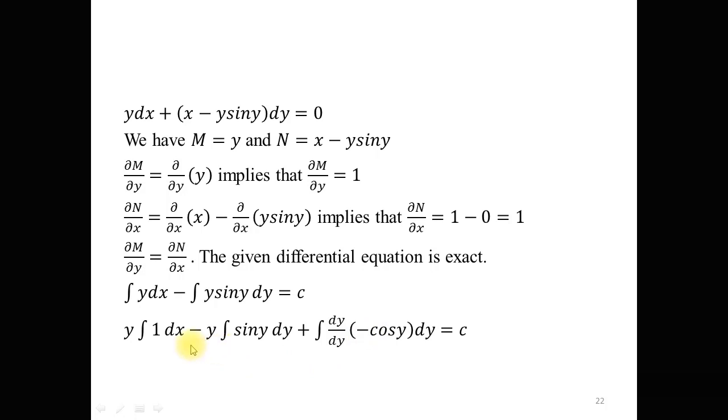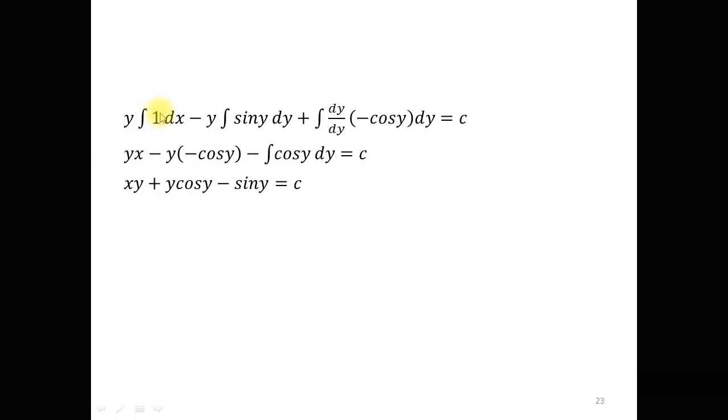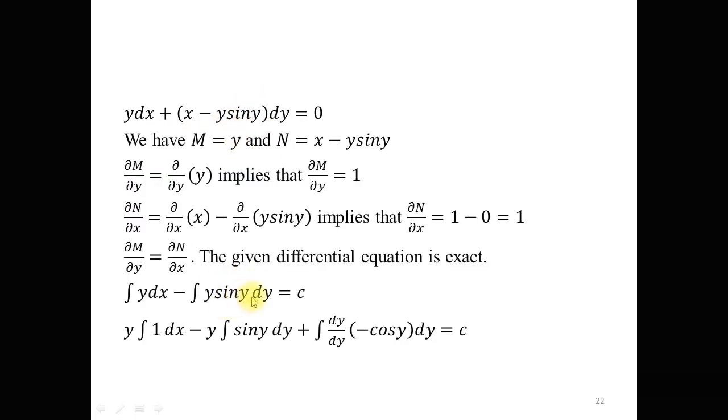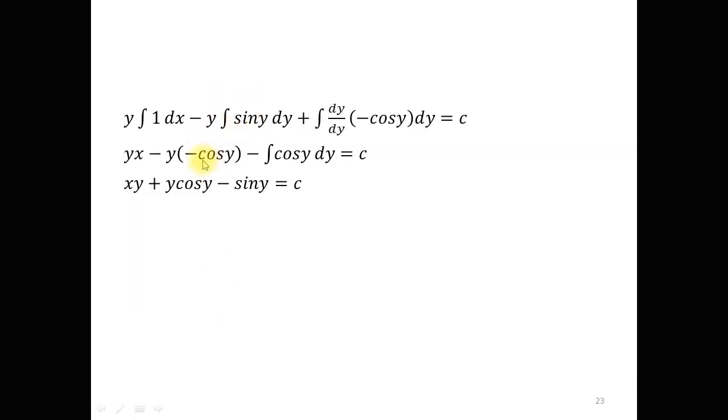Now in the next step, you see over here the integration of 1 is x, minus y, and the integration of sin y is equal to minus cos y, minus and minus plus, the derivative of y with respect to y is 1, and the integration of cos is sin y. So we obtain the solution xy plus y cos y minus sin y is equal to c. Minus sin y is the integration of cos y.